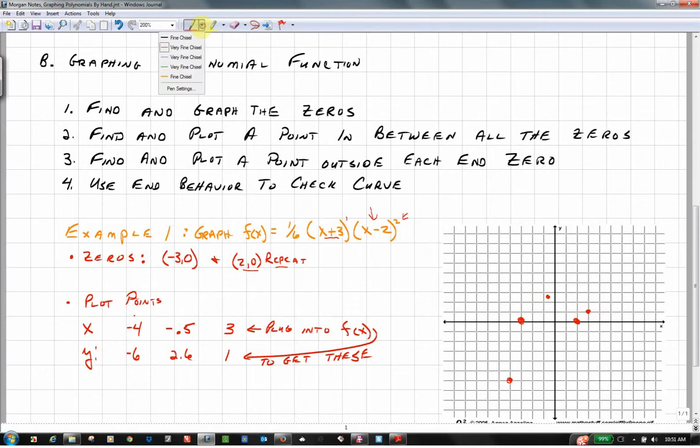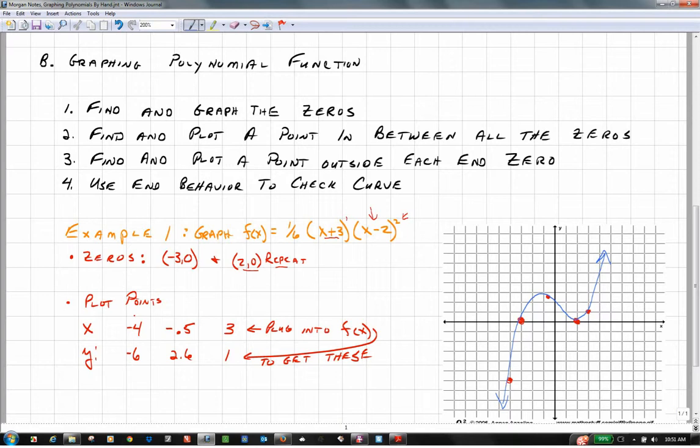Let's switch to a different color. And that would be my graph. Now, your book doesn't suggest you plot points on the outside of your zeros. They just say use end behavior. I would prefer to see you try to plot it because I think you get a better shape than if you're just saying, oh, the left is going to go down, the right is going to go up. So just check it with your end behavior. Does it make sense for what you have?